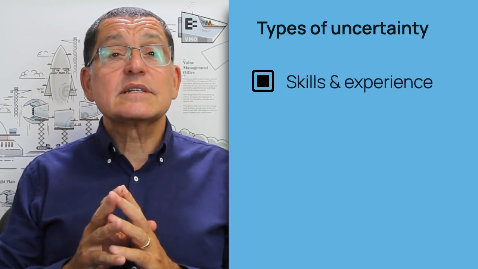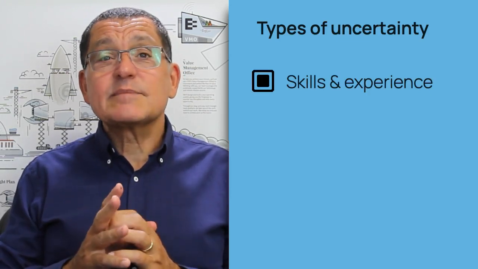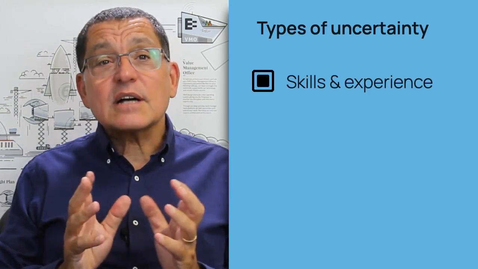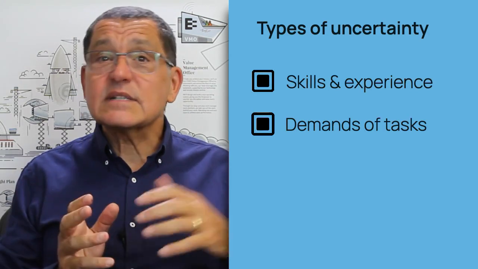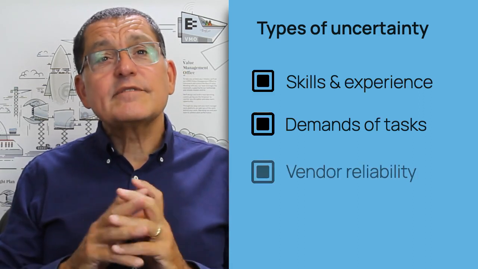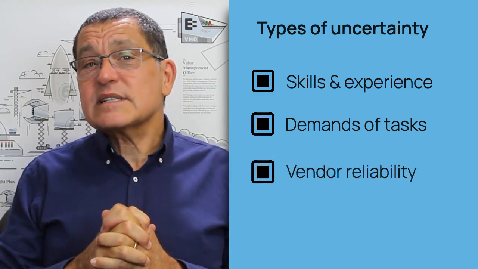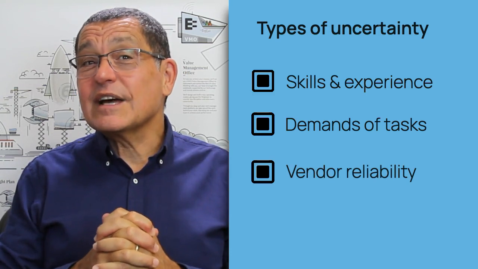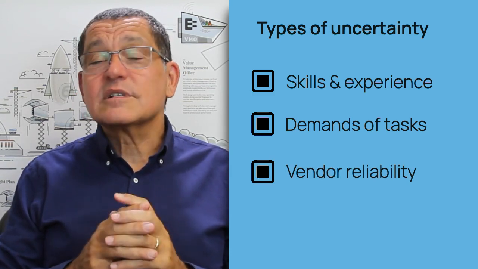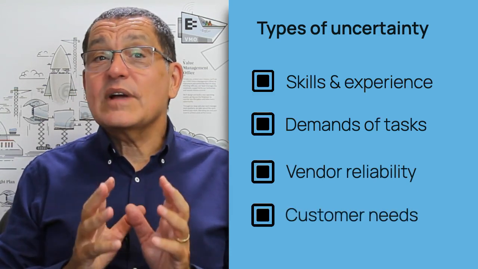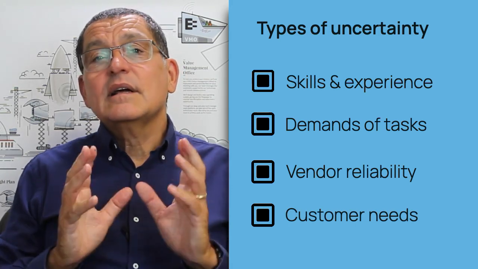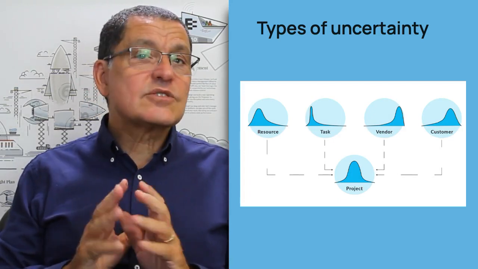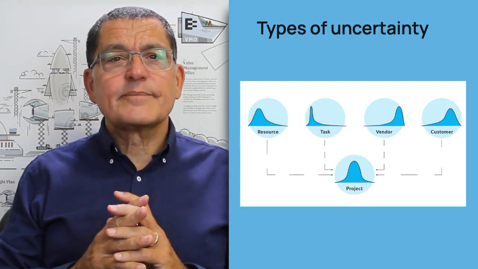Uncertainty comes in many varieties. There's resource uncertainty. What takes someone 10 minutes might take another an hour. The tasks themselves are likely to have a high level of variation. Some are quick and easy, while some are long and hard. Different vendors will have better or worse performance in their ability to deliver in full and on time. And of course, there's always the customer, so ready, willing, and able to change their requirements at the drop of a hat. These different types of variation lead to all sorts of uncertainty in projects.